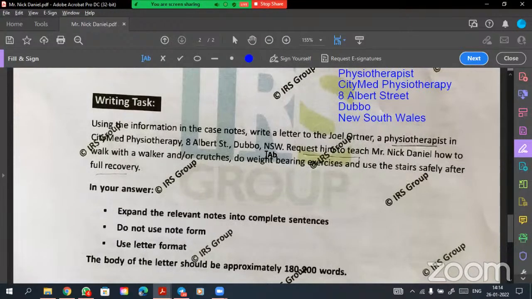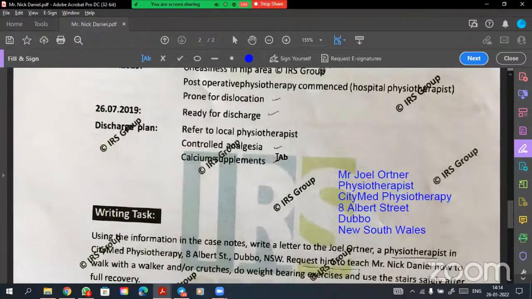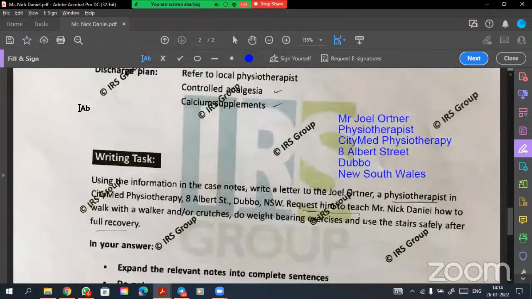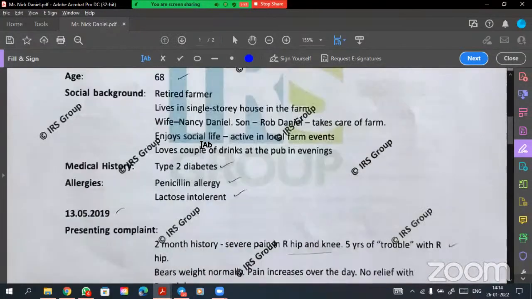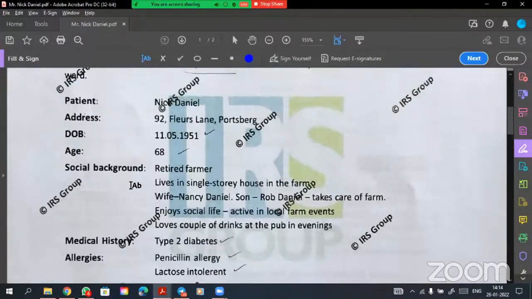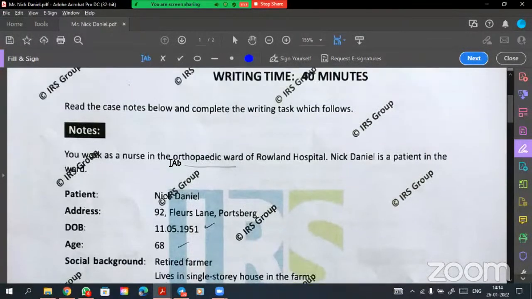So, discharge plan. Now he is being discharged. See here. Daniel is a patient in the ward.